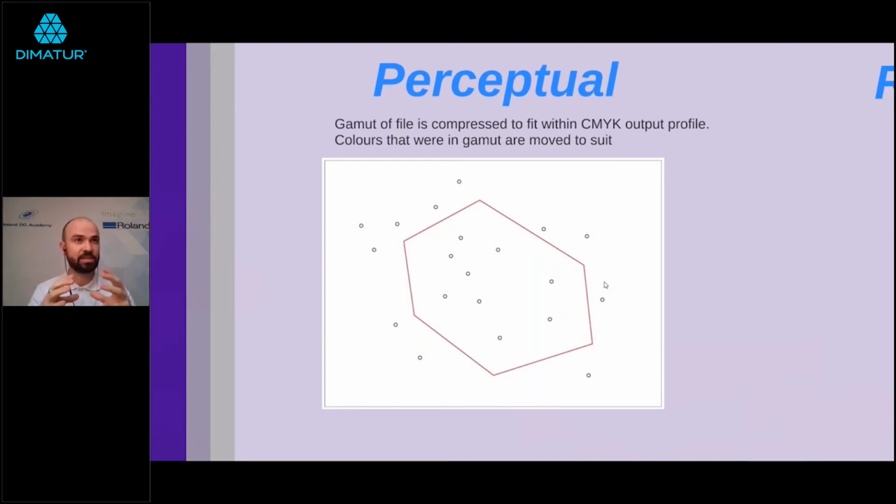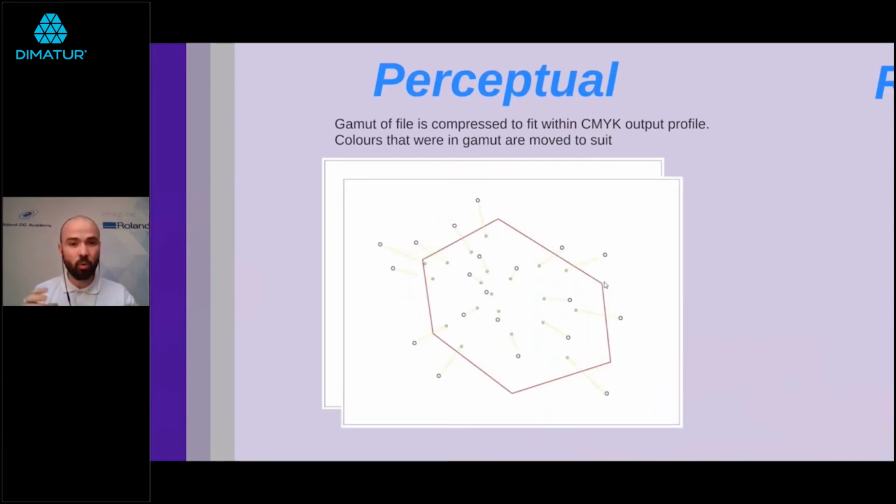So they need to be inside the printer profile gamut in order to be printable. Using this method, perceptual, all of these colors are compressed or moved inwards to fit within this color space. The ones that are outside are moved in, and the ones that were already inside our color space are moved inwards as well to suit the rest of the movement. So perceptually, all of those colors keep their relationships, the distances from each other, but it's all just compressed to fit within this new color space.